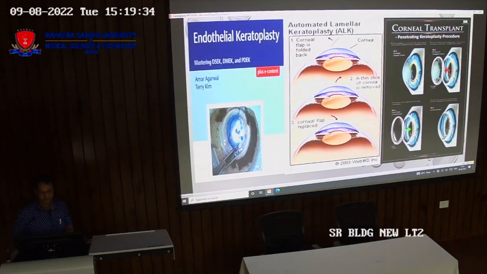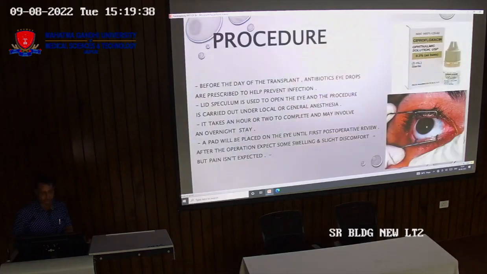So there are different types: endothelial, automated, DSEK keratoplasty. Procedures: before the day of transplant, antibiotic eye drops are prescribed. Lid speculum is used to open the eyelid under local or general anesthesia. It takes around 1 to 2 hours to complete the procedure. Overnight stay. Pad will be removed on the next day.